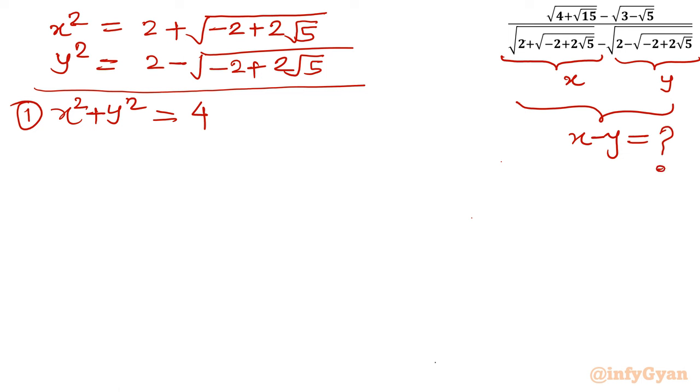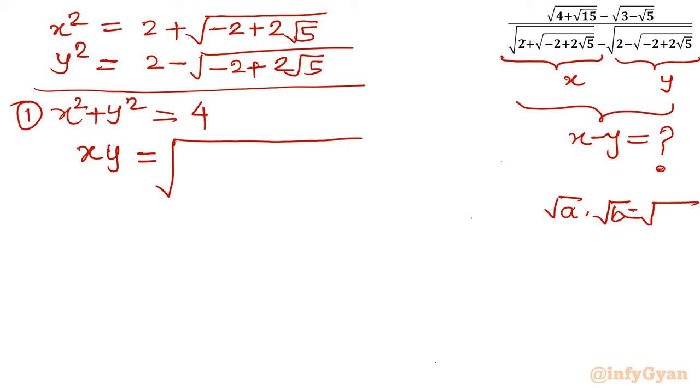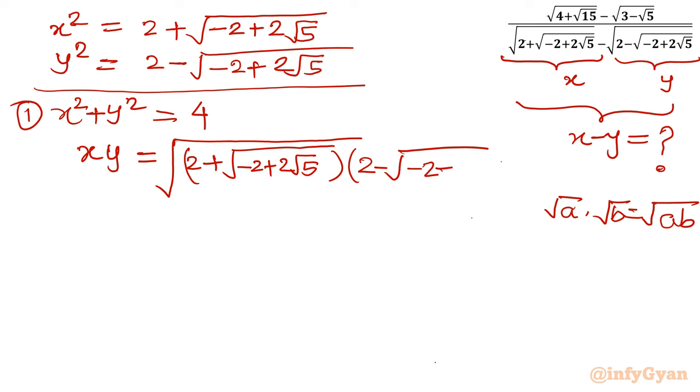This is my target. So I can write x into y also. So let me consider the second equation, x times y. Because both are having square root, I will club them. Because we know that square root a times square root b is square root ab. So I am using that. I will write square root of (2 plus square root of (minus 2 plus 2 root 5)) in one bracket. Then I will write square root of (2 minus square root of (minus 2 plus 2 root 5)) in the second bracket.